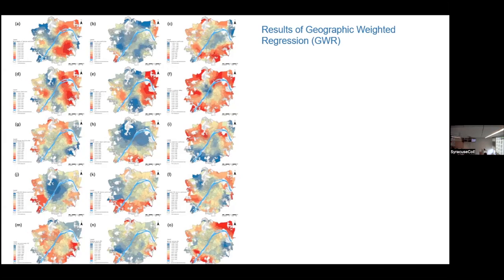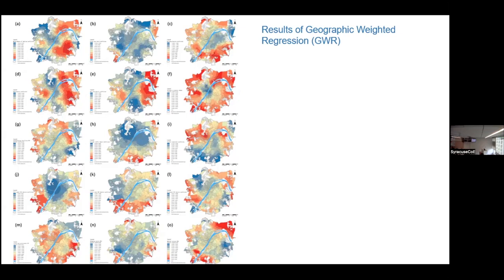What does that mean? It means if you look at each one of them, each variable has spatial patterns. So the classic multilinear regression ignored the spatial correlation among the data. So this model takes that into consideration.